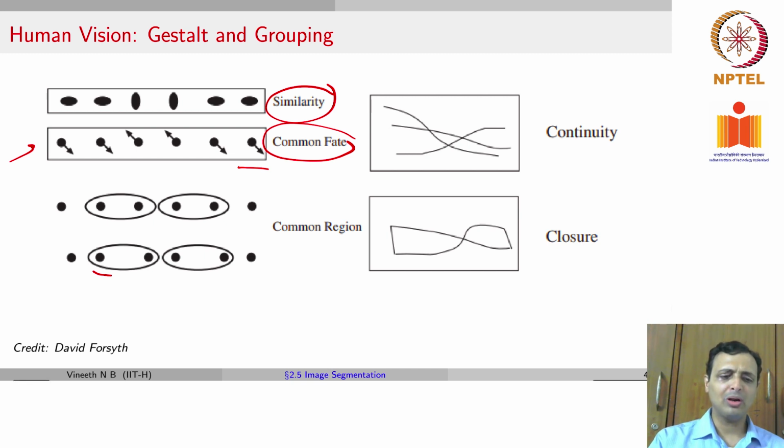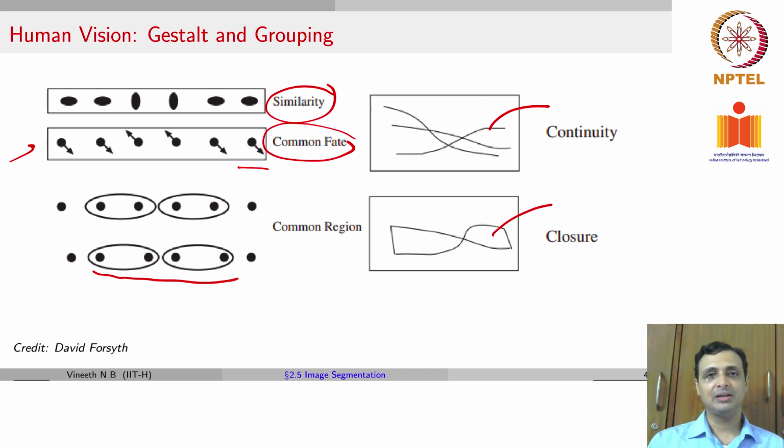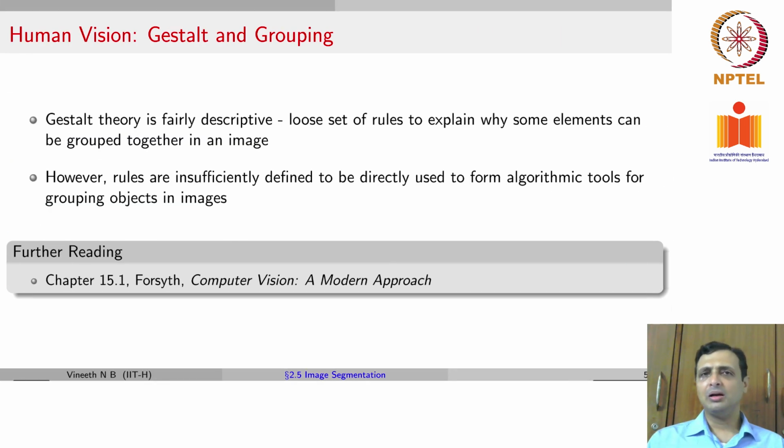Or it could be purely because of a common region that was already marked as a circle. It could be due to continuity of artifacts. It could be due to closure of artifacts. As you can see, there are many factors that result in human perception viewing things as groups. And gestalt theory is fairly descriptive. It lays down various different rules and principles that could lead to grouping when humans perceive images.